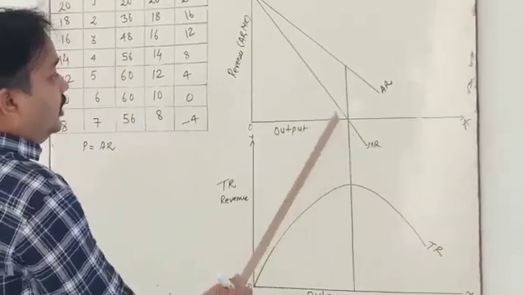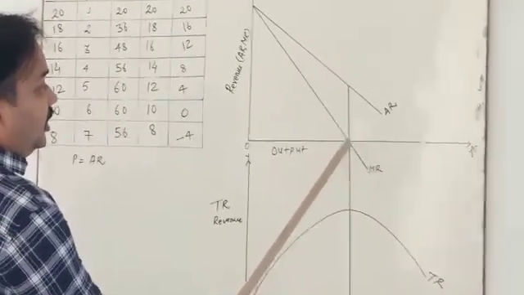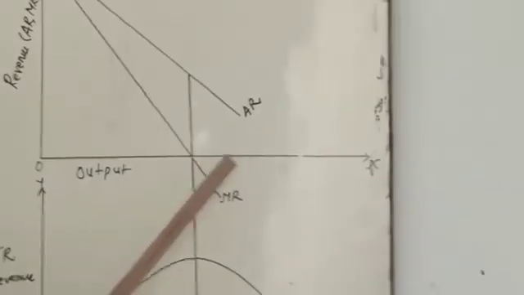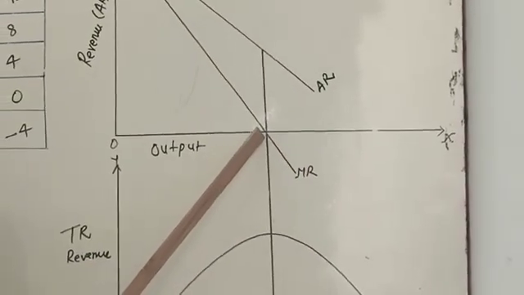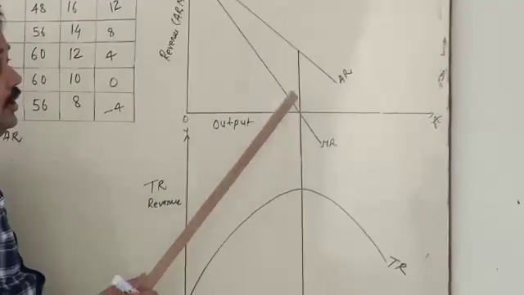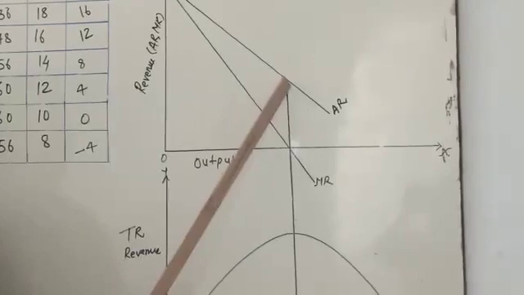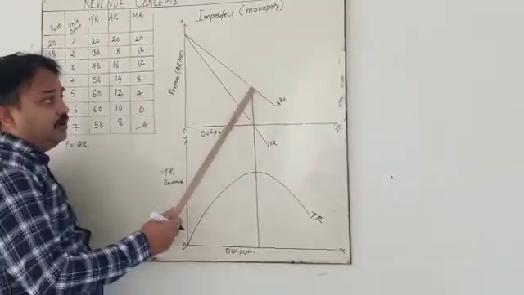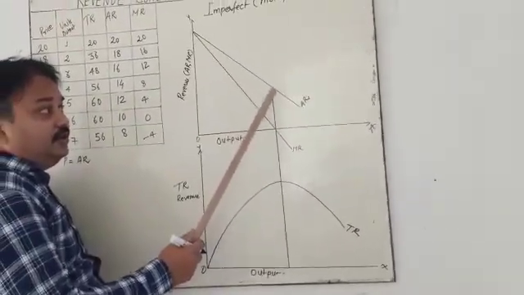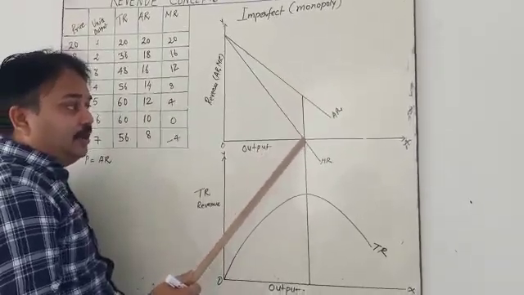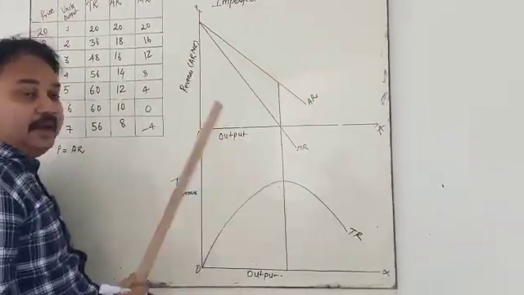My dear student, here is the MR curve, that is marginal revenue. It is 0 where it crosses the x-axis. Here is the AR curve, in which you can say that when AR is falling down, MR is 0 and total revenue is maximum.